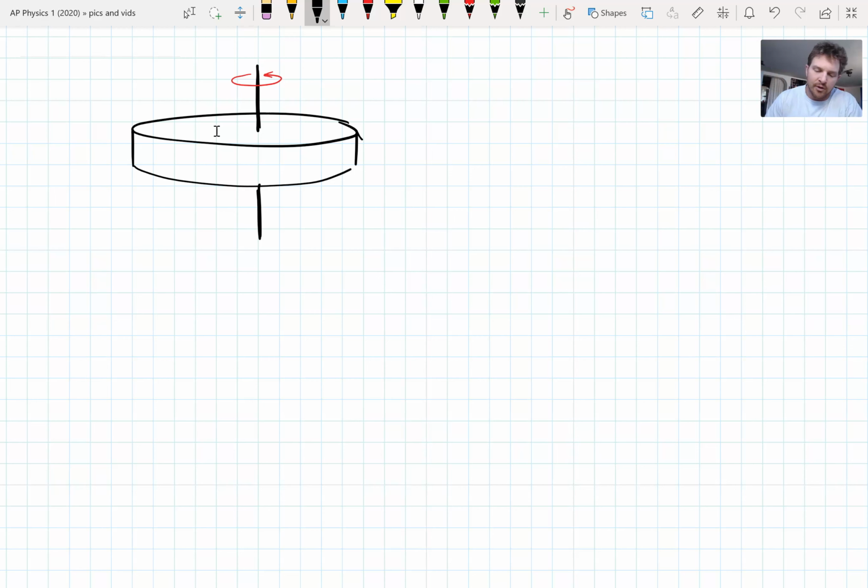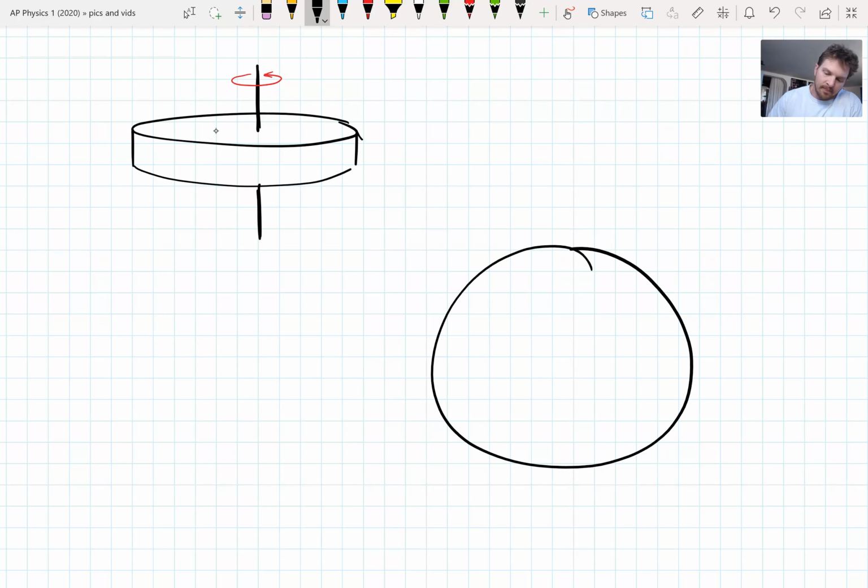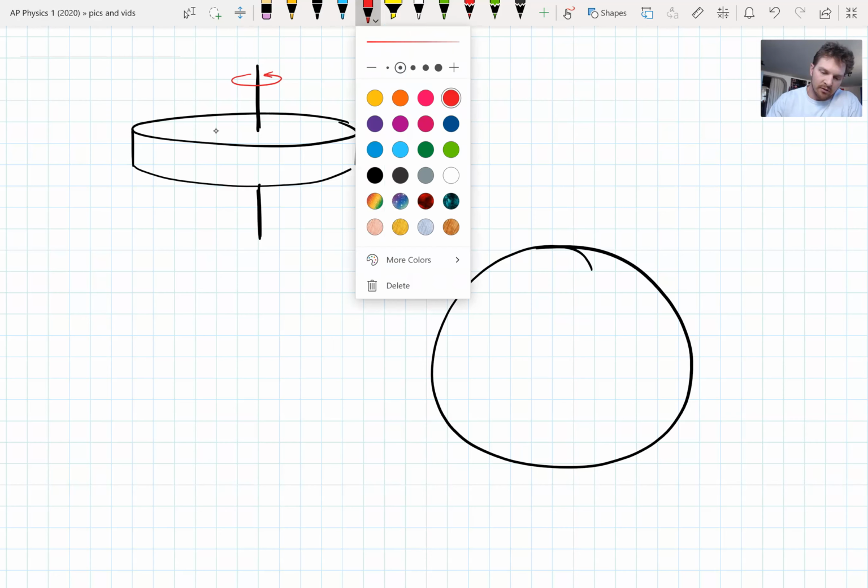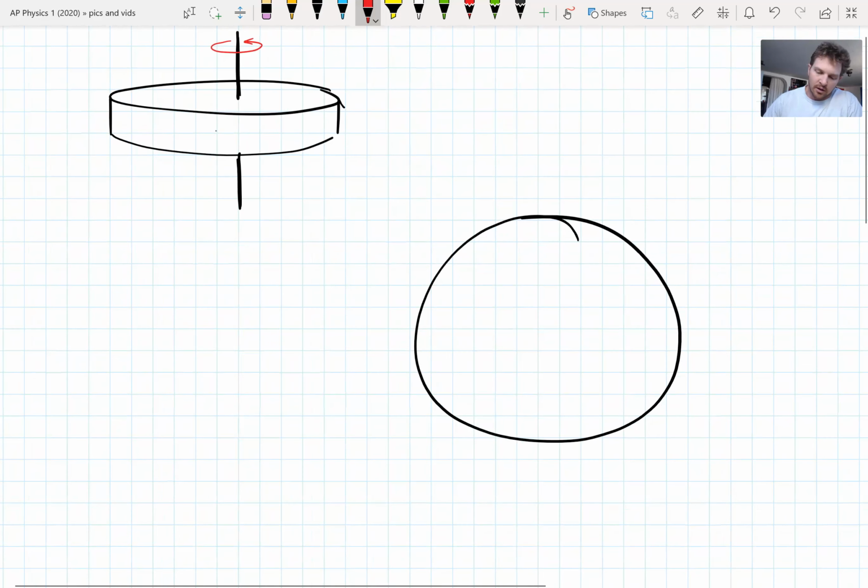If we do more of a bird's eye view, so we look down on it, say a circle like that, and this thing is going in a circular fashion counterclockwise like that. If we're talking about vectors, you would want to be able to choose any point on this thing. Let's say this blue point at the very top.